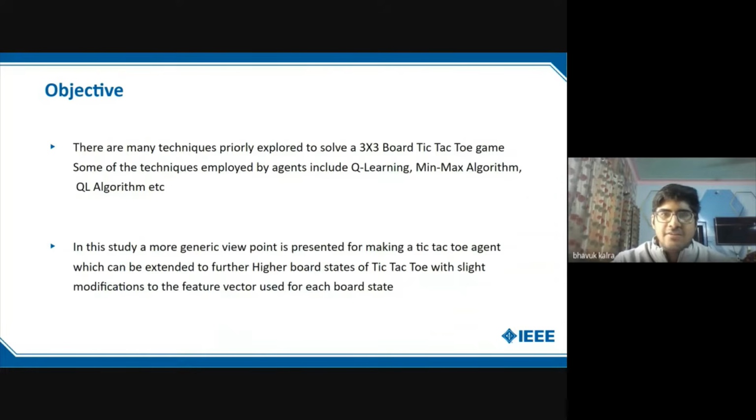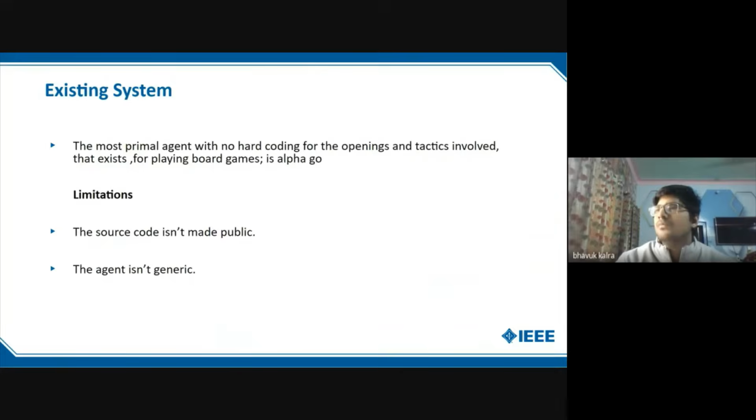Can we have a single algorithm with a little bit of tweaks here and there and apply it to the higher board sizes of tic-tac-toe, which are 4x4 or 5x5? This is a very early study, more of an exploration phase, and the results, along with the techniques used for this idea, will be shared at the end.